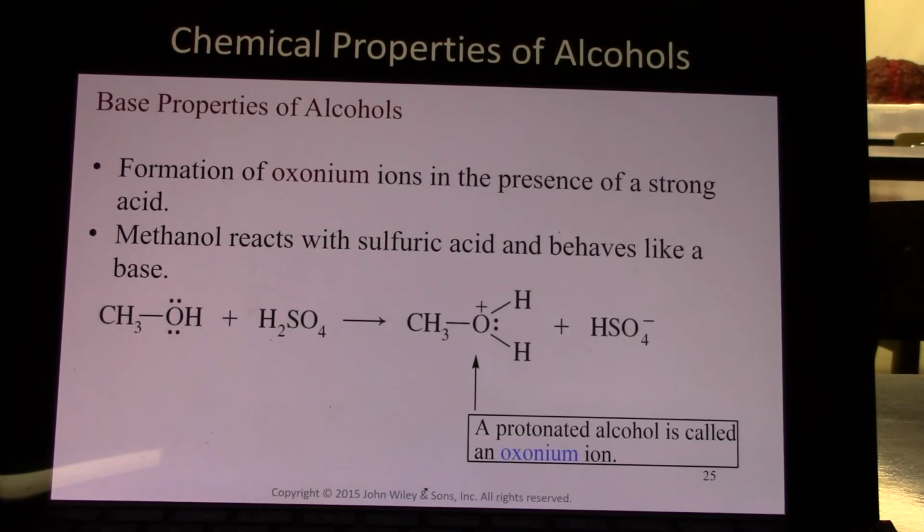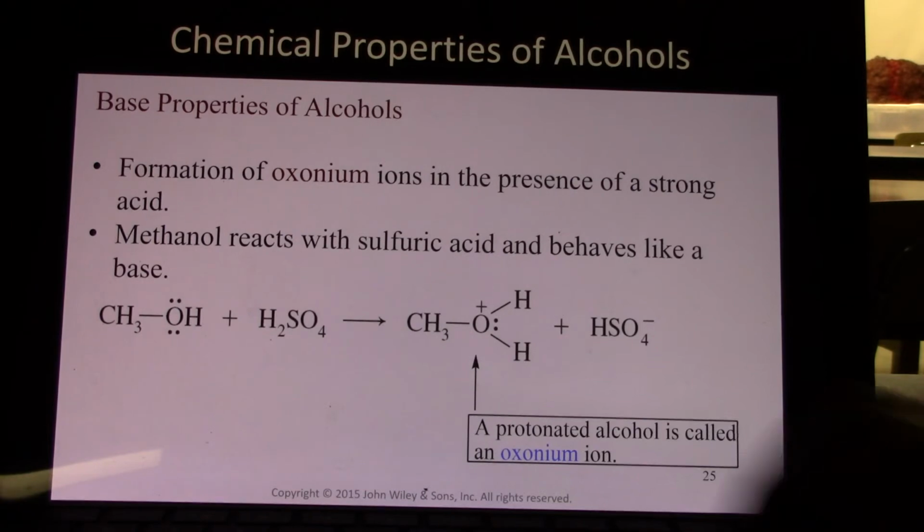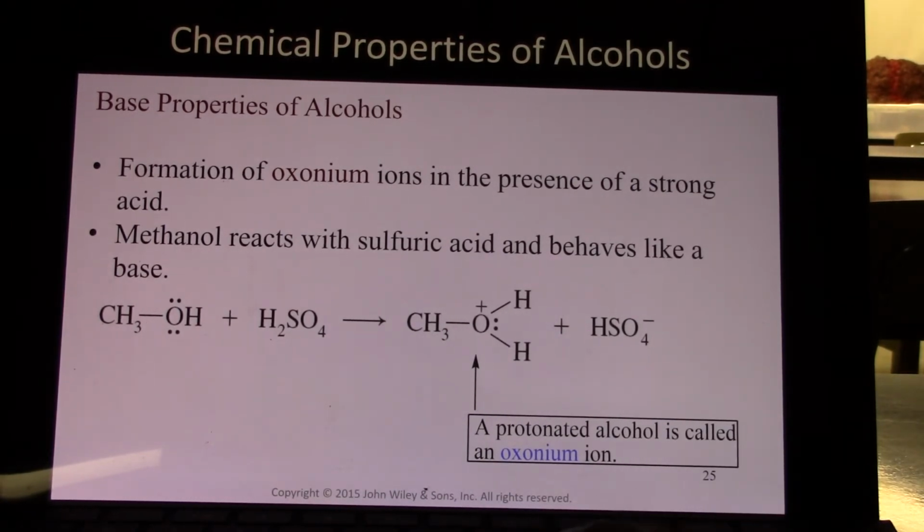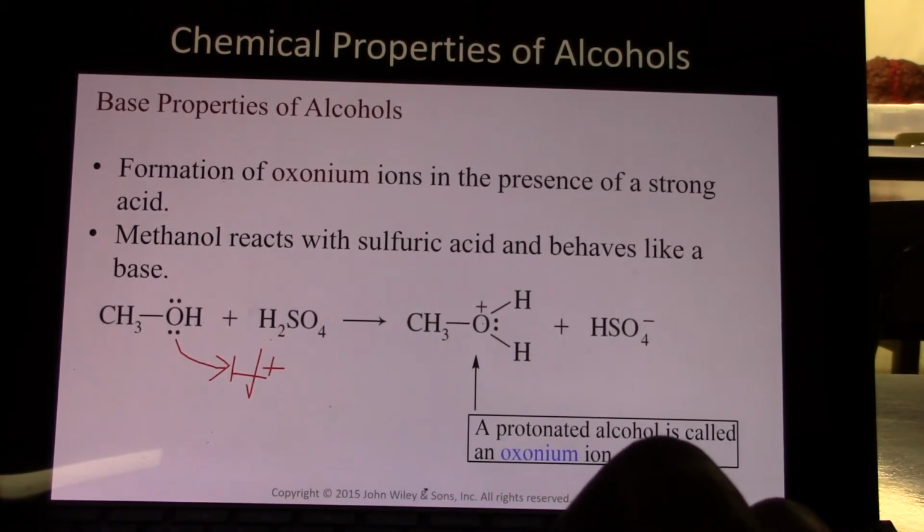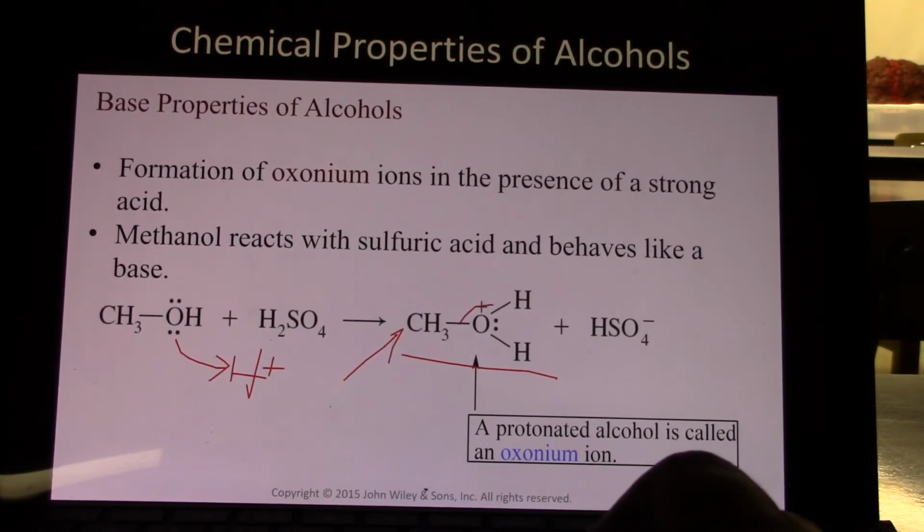Base properties of alcohols, with the formation of oxonium ions in the presence of a strong acid. Here, you put in sulfuric acid, and that's a strong enough acid that even though methanol is a weak base, it'll grab that proton. Those electrons will attack this proton to form the oxonium. And now this can do a lot of chemistry because something can slam into this carbon and you can kick off that water, because that's a neutral molecule if it leaves now.